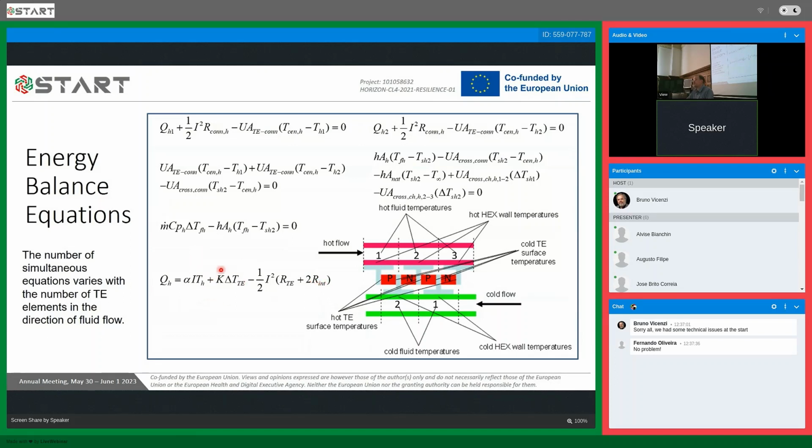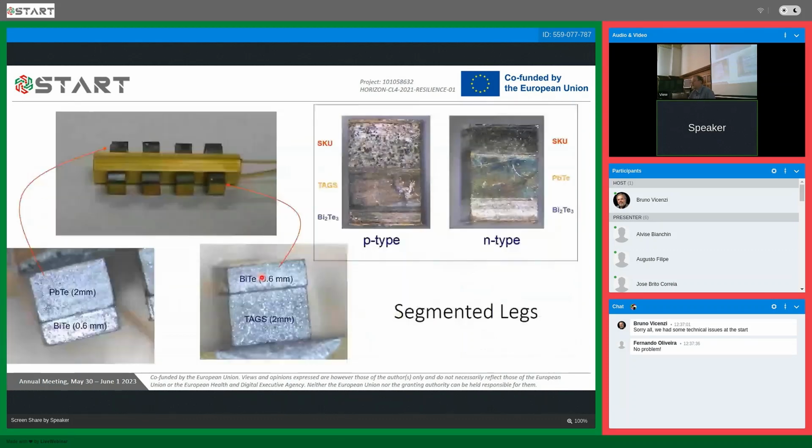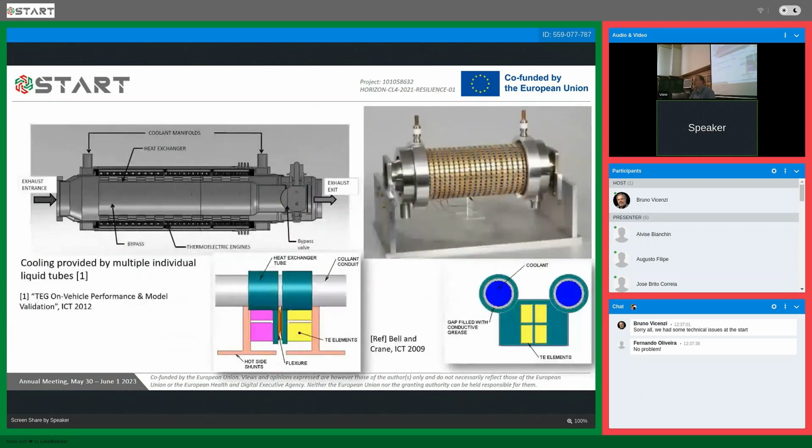So these energy balance equations were basically set up in the simulation along the length of this generator. So I basically would set up one set of energy balance equations, then duplicate that along the length, and then solve them simultaneously.